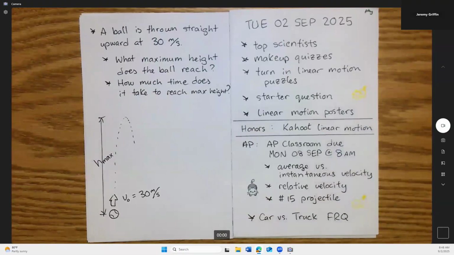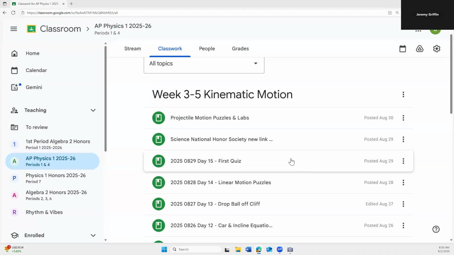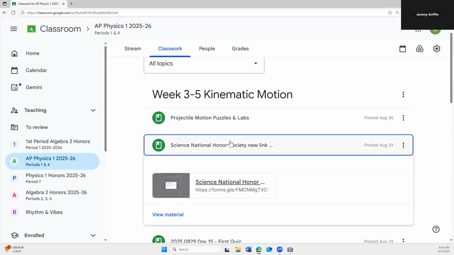Oh, no, we do have announcements. Good morning, Home Nation. All right, we're back. So in the announcements, they mentioned Science National Honor Society. Now, I did post that link back on Friday, so it's on your Google Classroom. I think there was a QR code going around, but that expired, so they changed it, and this one should work.